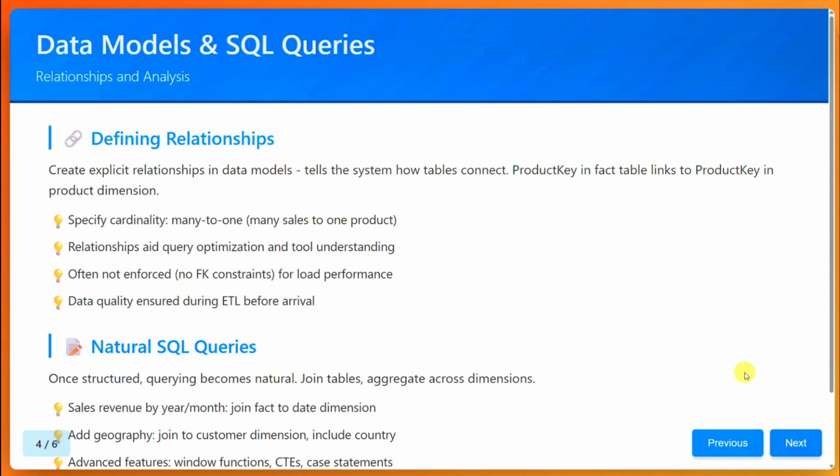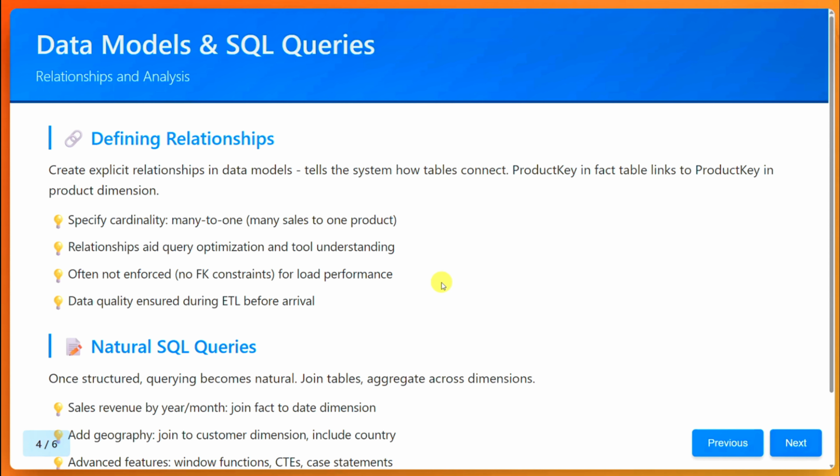Now let's talk about data models. In Microsoft Fabric, you can define these relationships explicitly in something called a data model. This is really important because it makes querying much more intuitive and it supports visualizations. When you create relationships between tables, you are telling the system how they connect. You specify the cardinality, like many to many, many to one, one to many.